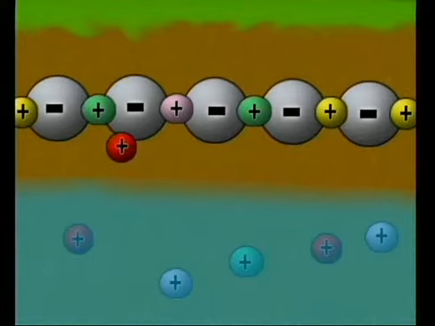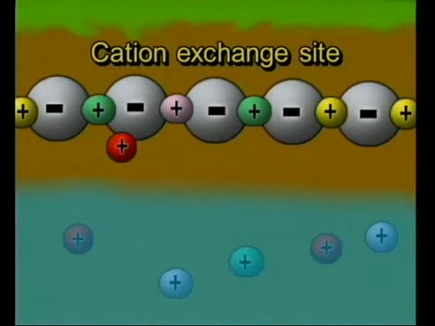So we have cations in the soil solution. We have cations occurring on the surface of these clay mineral particles, as well as other locations, which we'll talk about here in a little bit. And these are called cation exchange sites.